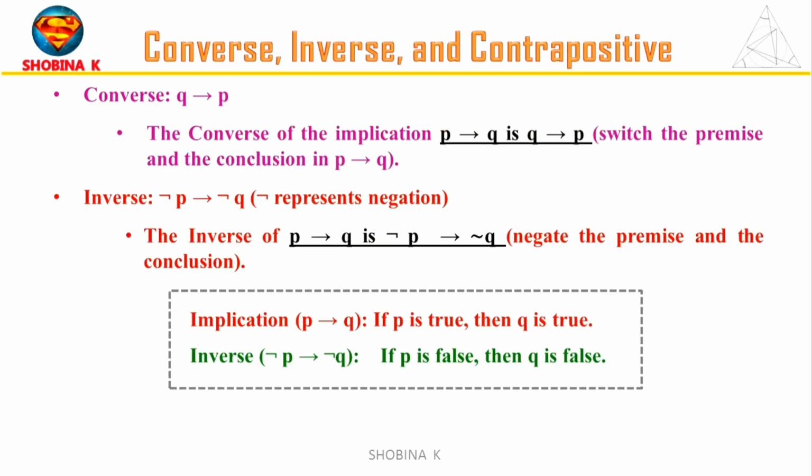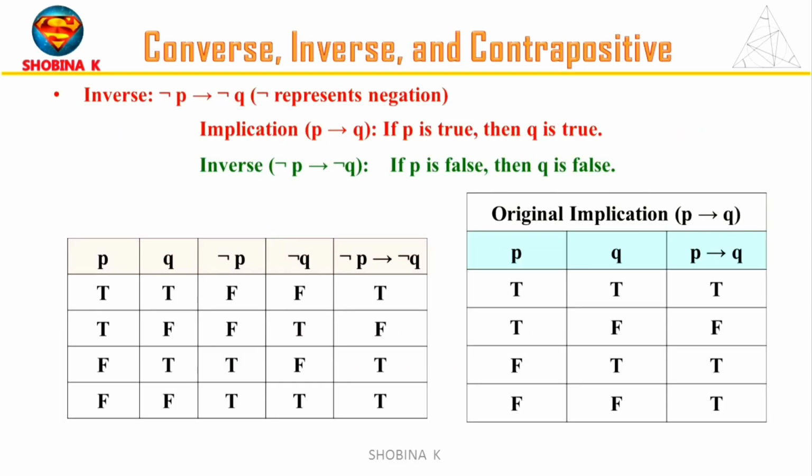Next, the inverse. The inverse of an implication means you negate both premise P and conclusion Q of the original statement. In implication, if P is true, then Q must also be true. Whereas the inverse statement states that if P is false, then Q must also be false.